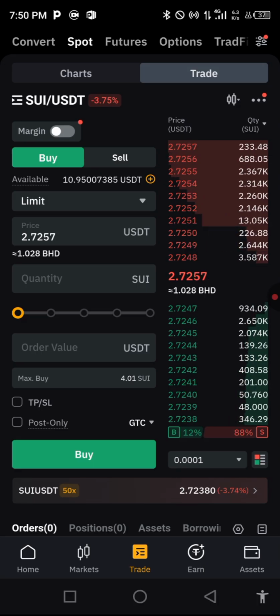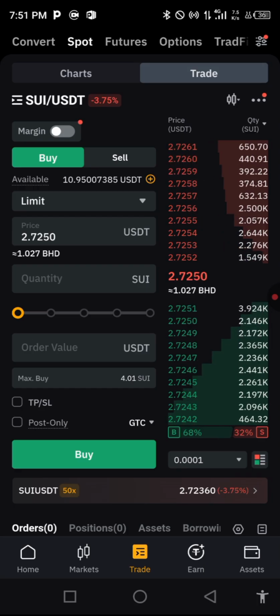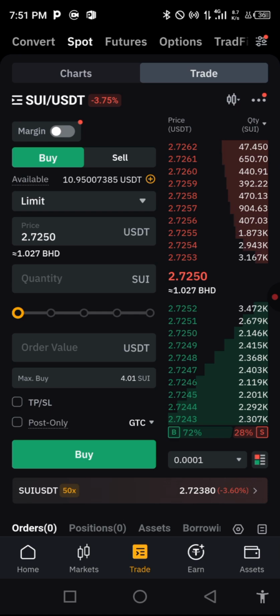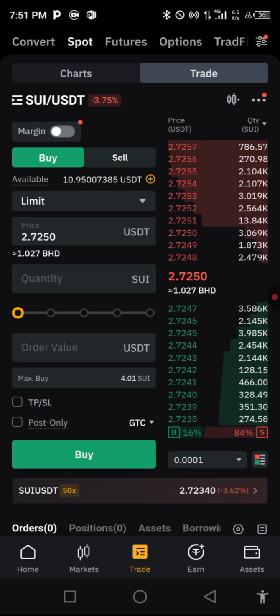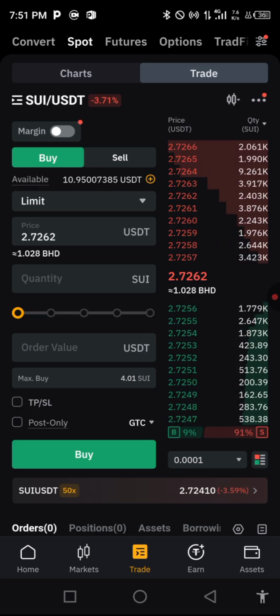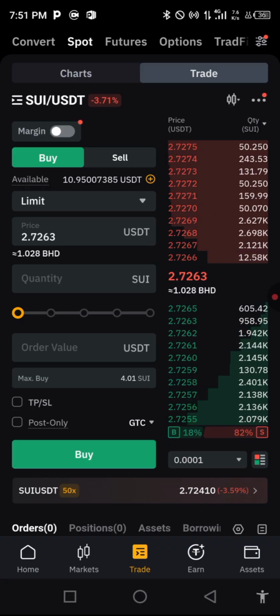Maybe you are still expecting the market to go down. Currently the price of SUI is $2.7250, right? So now, if you are still expecting the SUI price to go down to, let me say, $2 or $2.05, then you can just set your buy order, right, under limit.